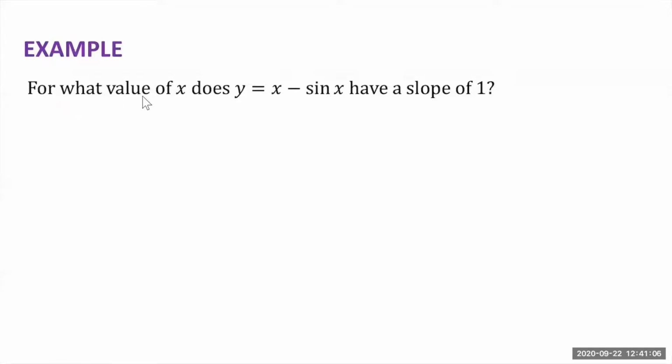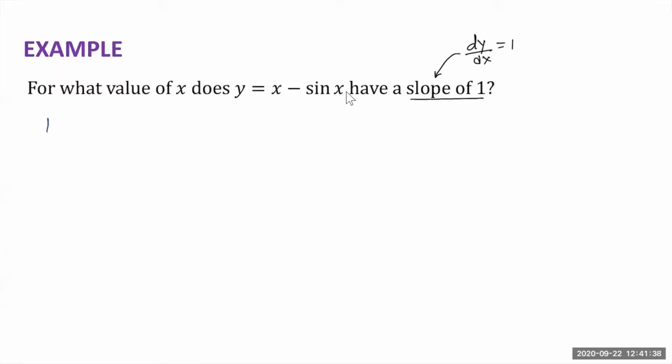Example: for what value of x does y equal to x minus sine x have a slope of 1? When we say slope 1, meaning of that is the derivative is equal to 1. So if derivative is equal to 1, what is that x? That's what we have to find. So first, we are going to find the derivative of this function.